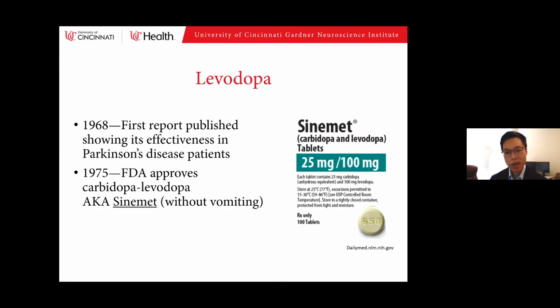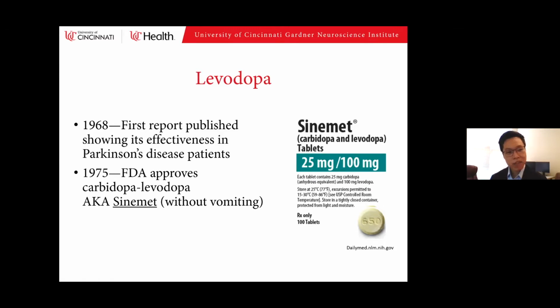Levodopa as a medication for Parkinson's disease was first reported to be effective in 1968. However, a lot of those patients had nausea with the medication. That's because the medication is taken by mouth, and the body might get a hold of the medication. By that, I mean the organs from the head below the head might use the compound before it gets to the brain. So that could lead to nausea.